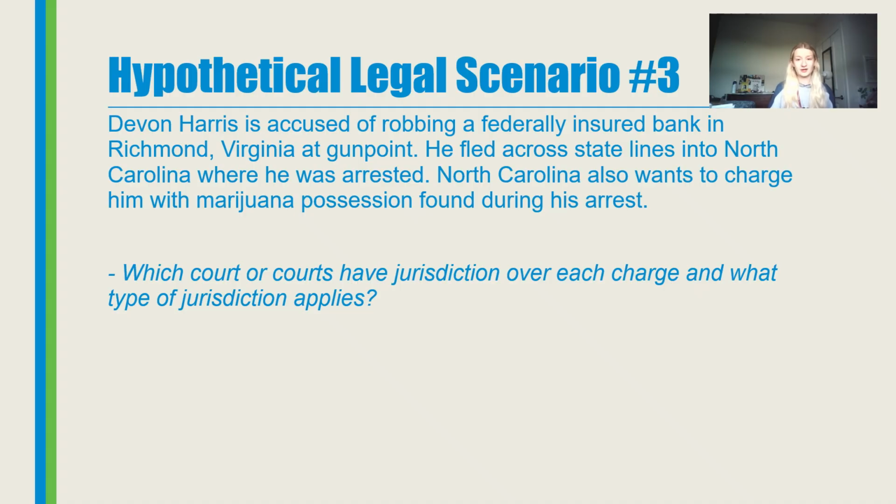Hypothetical legal scenario number 3. Devin Harris is accused of robbing a federally insured bank in Richmond, Virginia at gunpoint. He fled across state lines into North Carolina where he was arrested. North Carolina also wants to charge him with marijuana possession found during his arrest. Which court or courts have jurisdiction over each charge and which type of jurisdiction applies?